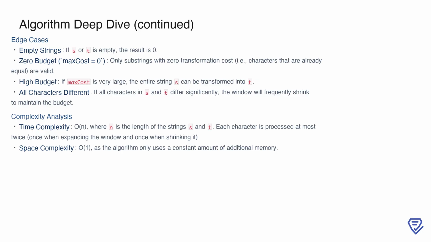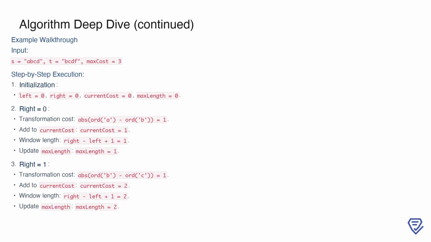In terms of complexity, the algorithm's time complexity is O(n), as each character is processed only twice, and the space complexity remains constant at O(1), since no additional data structures are used. Let's walk through an example to solidify our understanding. Suppose the input strings are s equals "abcd" and t equals "bcdf", with a max cost of 3.